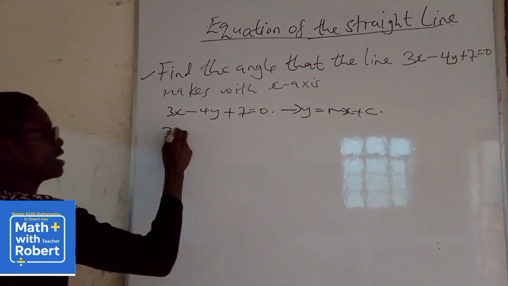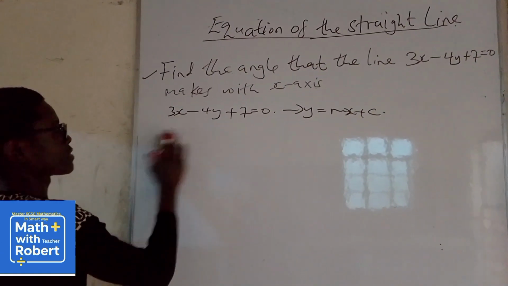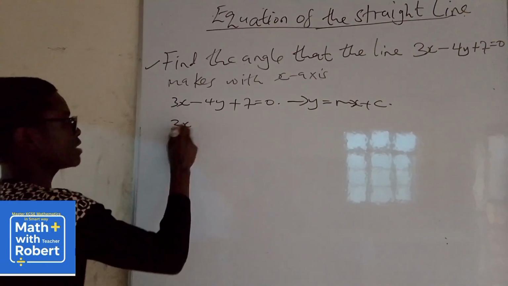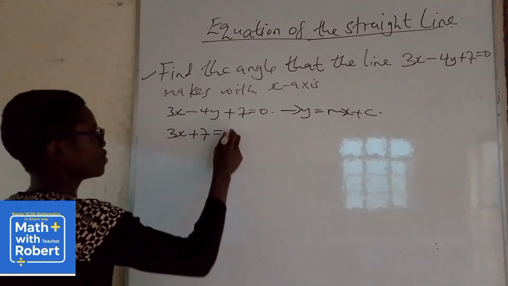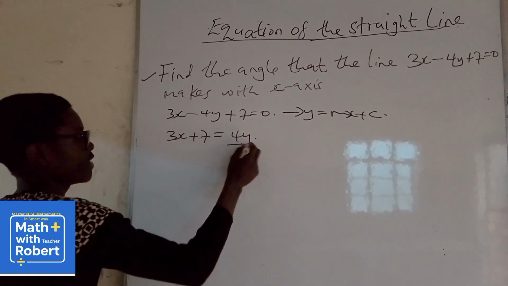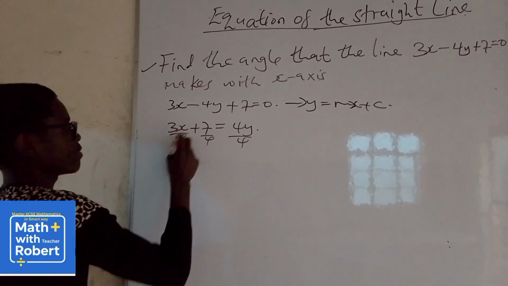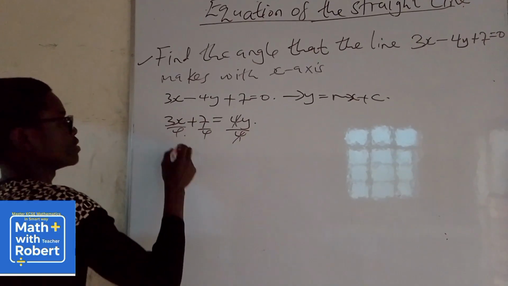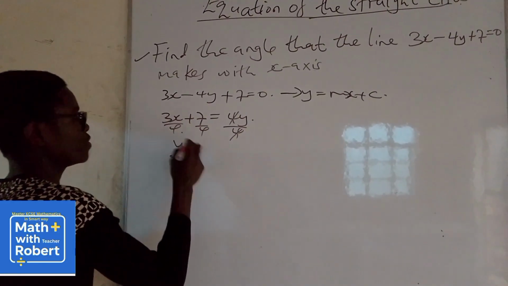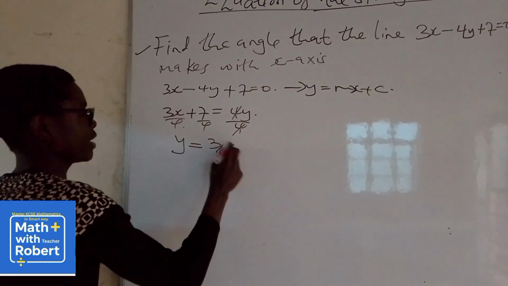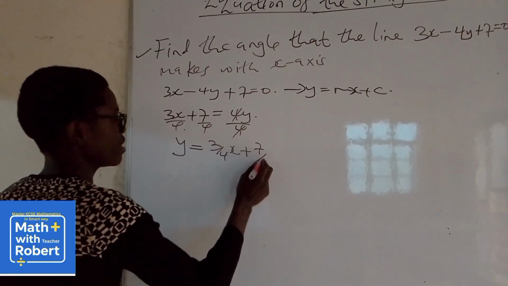So 3x plus 7 is equal to 4y. We divide both sides by 4. y is equal to 3 over 4 x plus 7 over 4.